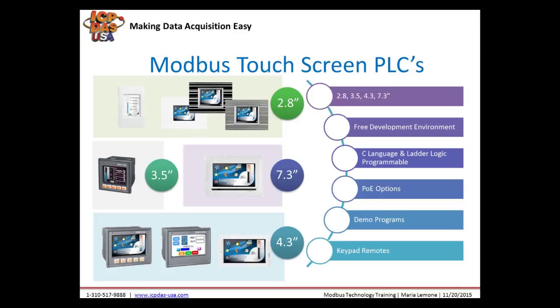We also provide many different kinds of demo programs, including communication with Modbus equipment and logging data, or interacting with different kinds of data in a client or master type format. They come in 2.8, 3.5, 4.3, and 7.3 inch versions. They're widely used as keypad type remotes or for monitoring and control where the screen displays warnings or events based on operations.